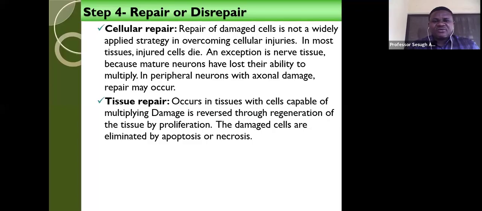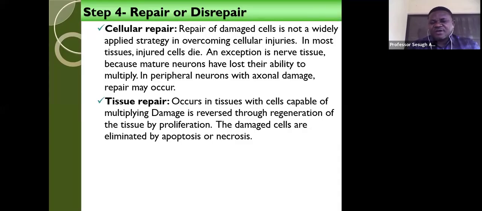So at the cellular level, repairing damaged cells is not a widely applied strategy in common cellular injuries. In most tissues, injured cells die. In most cases, they die. We're told that an exception is nerve tissue, because mature neurons have lost their ability to multiply. So at that point, there's no way you can have repair. So in peripheral neurons, which blah, blah, blah, these are medical terms.